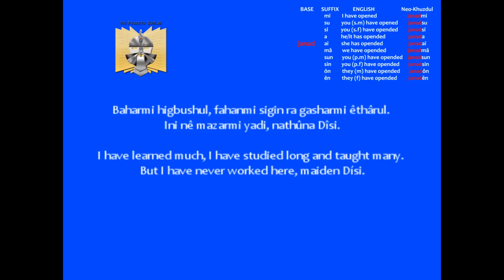This line is knee-deep in perfect tenses. Let's have a look. Baharmi, fahanmi, gasharmi, mazarmi. You'll notice that the conjugation of these forms is identical. Master Gamli is talking about himself and his own experiences, so using the first person singular. I have learned, I have studied, I taught, I never worked. Hence, we add me to the perfect base. You'll notice as well that the radicals used for the verb to study and those of the word books are the same, being FHN. Books we saw earlier was fahani.